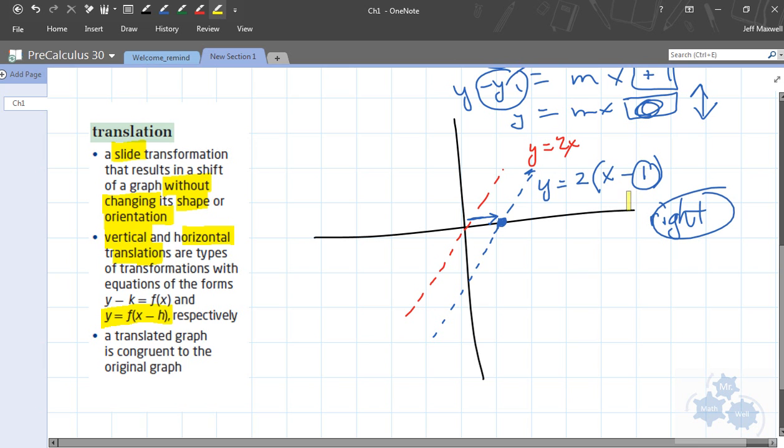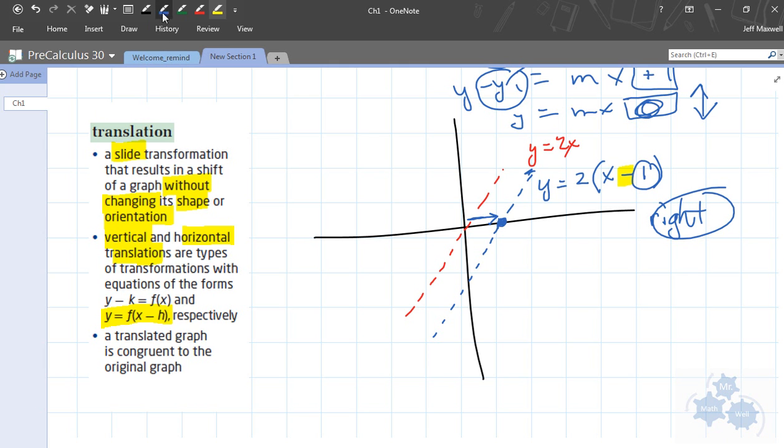What that means is, again, if this sign is negative inside the brackets, then you go to the right. And if it's positive, you go to the left. So it's kind of opposite. It feels wrong, right? When it's positive, like +1, you go left. That's a bit counterintuitive, but that's the way it is.